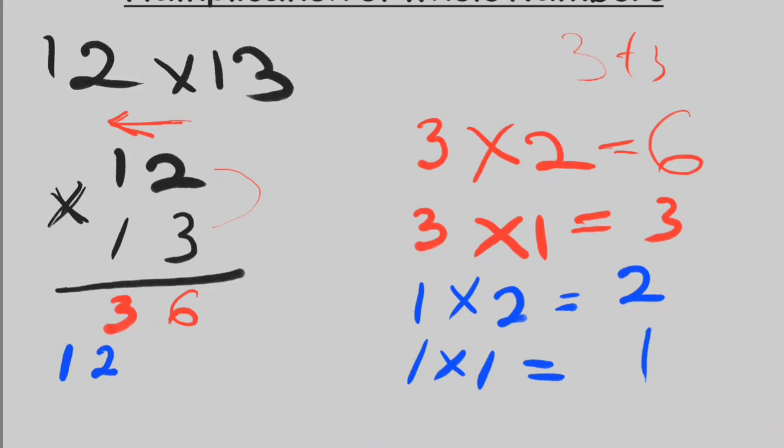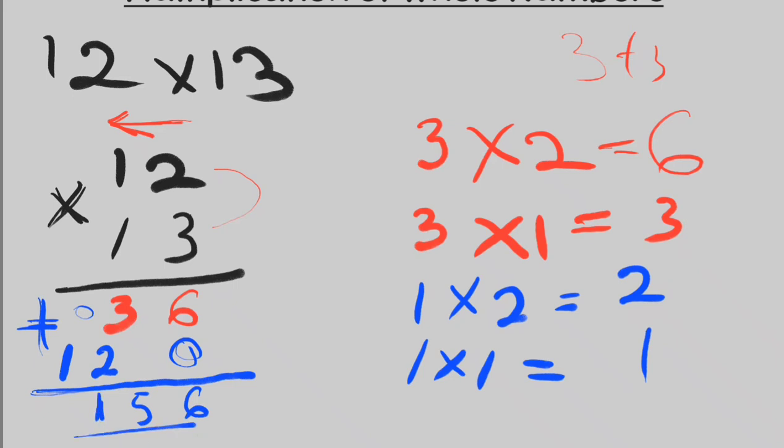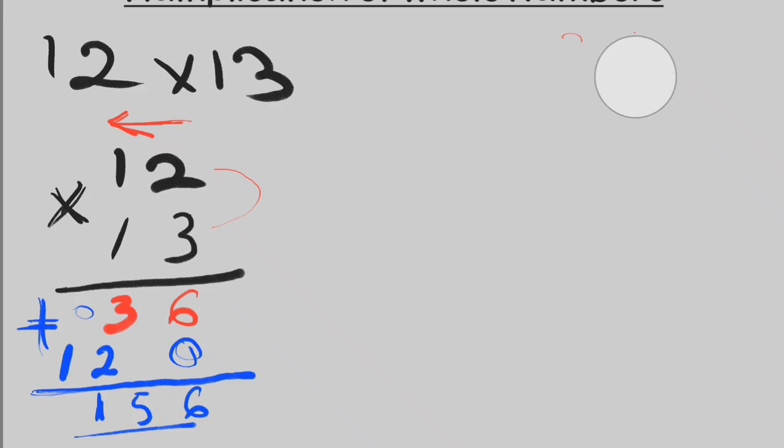Okay. So now that we've figured everything out, the next thing is to add these numbers together. Okay. We're going to add it together. So I'm going to put a plus sign here. So this is actually 0. We don't write it, but it's actually 0. So 6 plus 0 is 6. 3 plus 2 is 5. And then this is also 0 here, but we don't usually write it. So 0 plus 1 is 1. So what this means is that when you multiply 12 times 13, you are going to get 156. That's going to be your answer. 12 times 13 is 156.